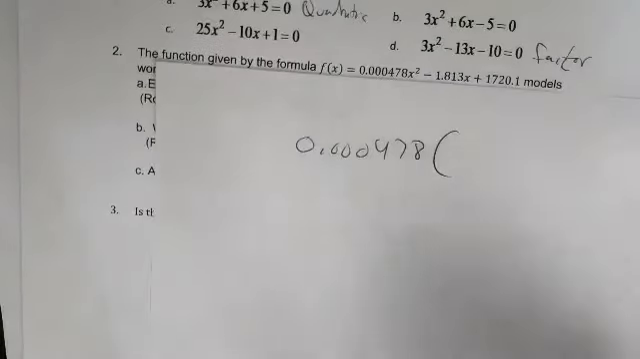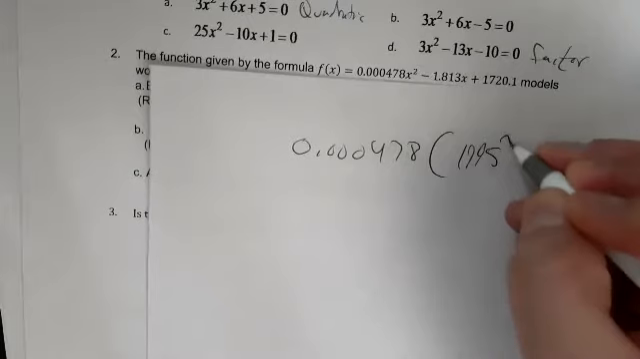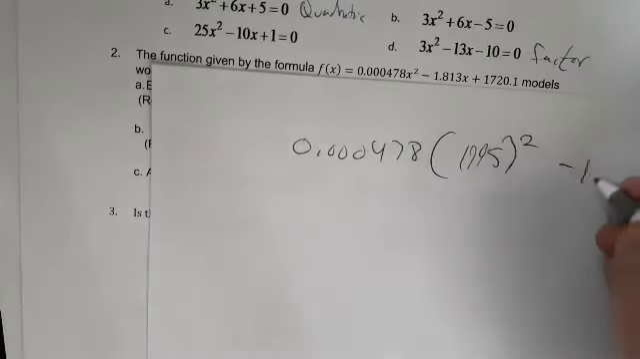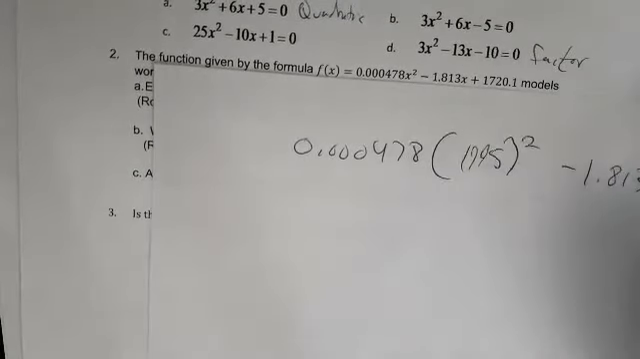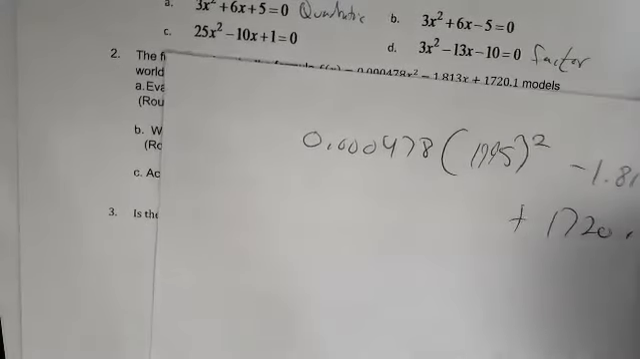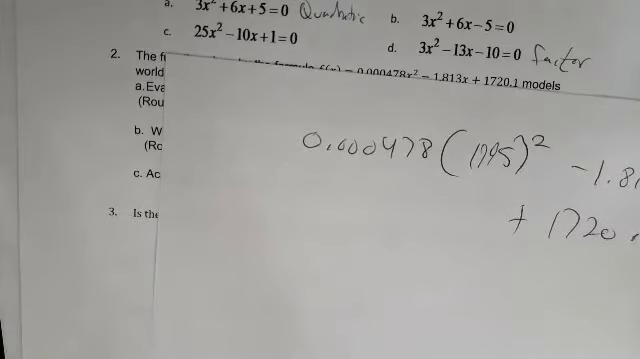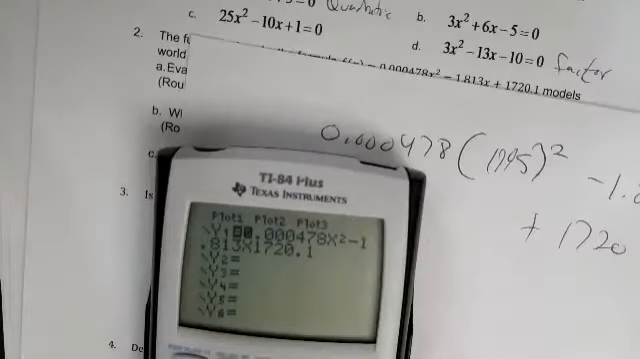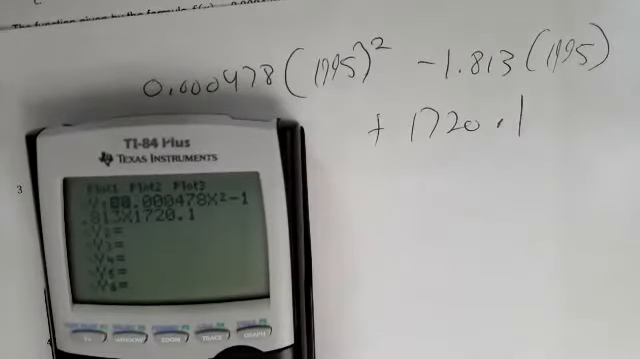But it's kind of what I have in my head. I'm going to do 1995 and square it. For these two problems, I'm definitely going to pull up some sort of technology and plug in my formula, because I don't want to do this. That's kind of nasty, right? So I do x squared minus 1.13x, plus 1720.1. I believe that's my function.